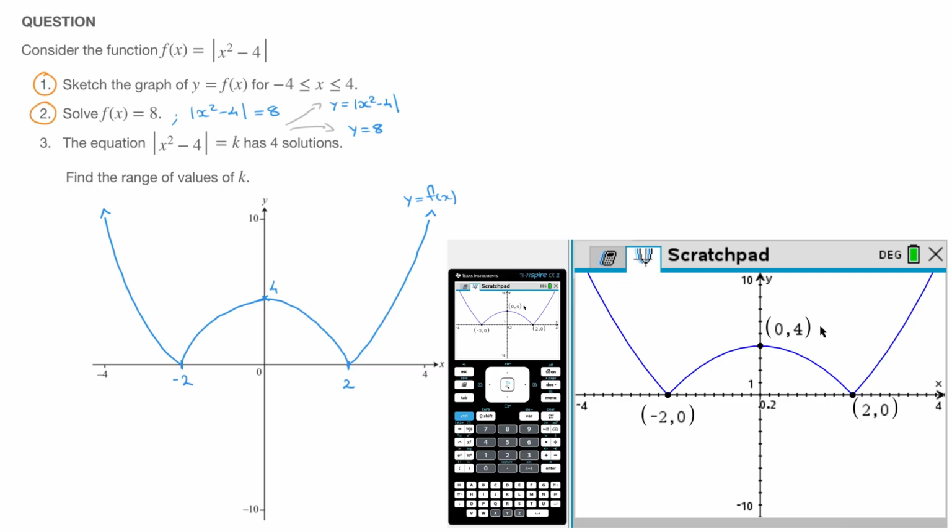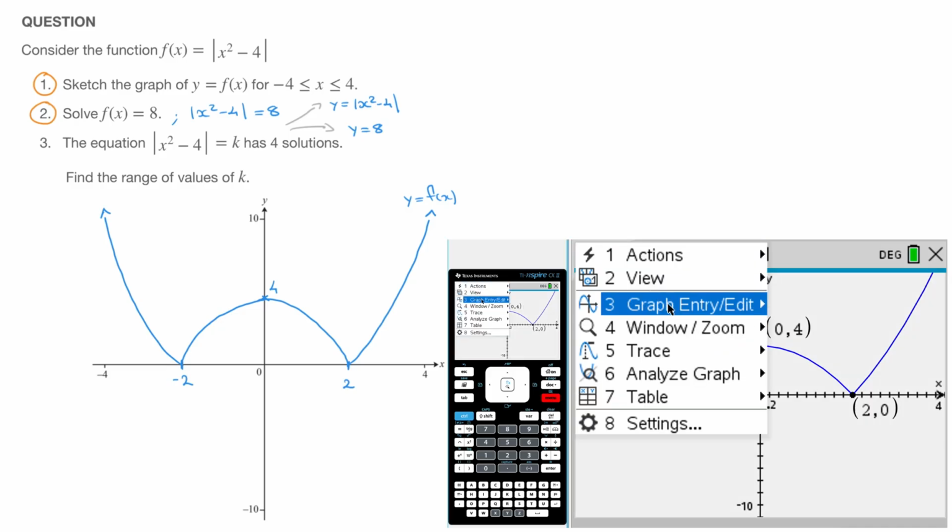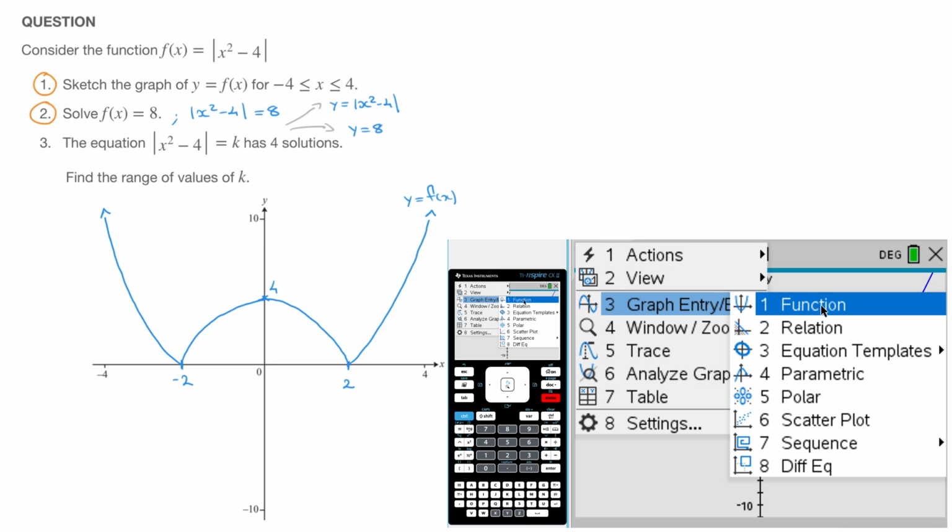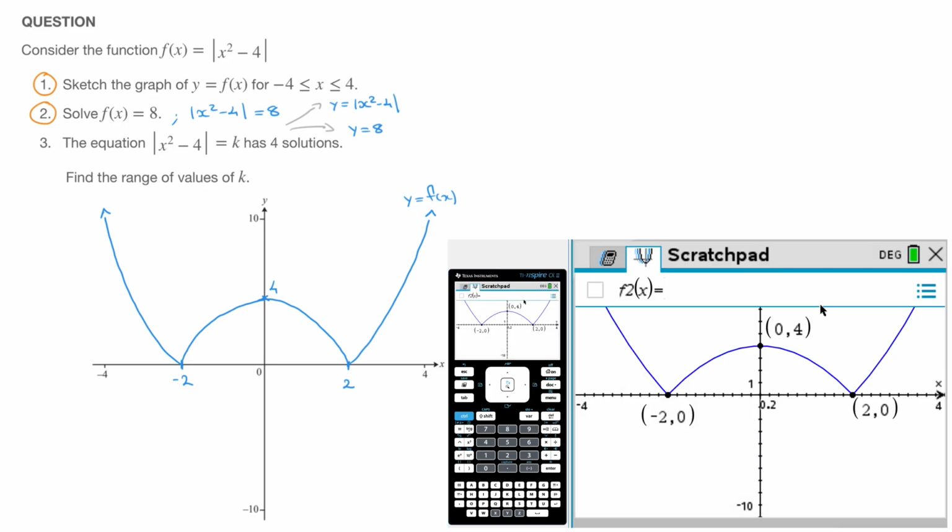So let's go ahead. On my calculator, I'll plot the line y equals 8. And so on this calculator, I do that by clicking on Menu, followed by the third option, Graph Entry/Edit, followed by the first option, Function. And so my second function is simply f of x equals 8. And I click on Enter. And let me quickly remove that label here. There we go.